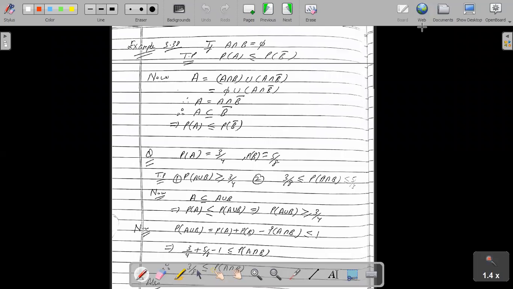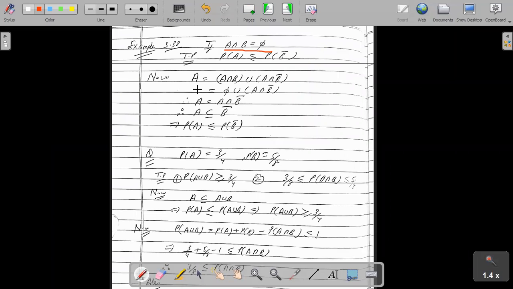So before we move to the Bayes theorem, we were seeing one of the questions. Here I've written some more small questions, of the types which are possible. Suppose it is given that A intersection B is equal to phi, so A intersection B is an empty set. And what we have to prove is that probability of A is less than or equal to probability of B bar, that is, probability of B complement.